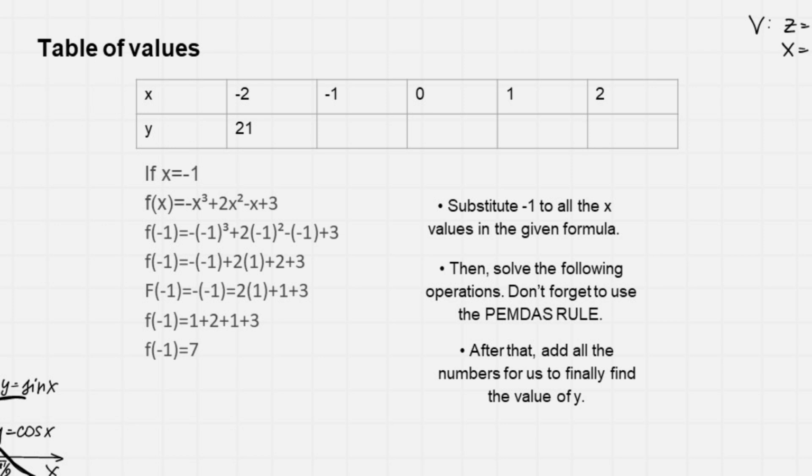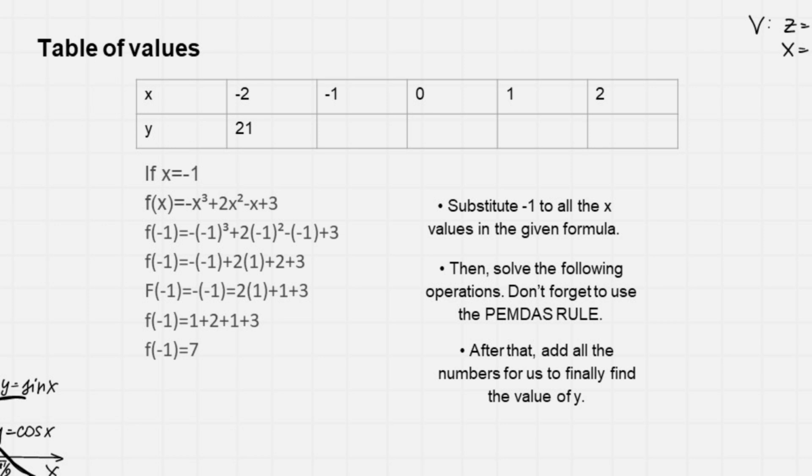So number 2, f of x is equal to negative x cubed plus 2x squared minus x plus 3. So we need to substitute negative 1 in the x variable. So f of negative 1 is equal to negative times negative 1 cubed plus 2 times negative 1 squared minus times negative 1 plus 3. Negative 1 cubed is equal to negative 1. Plus 2. Next, negative 1 squared is equal to positive 1.